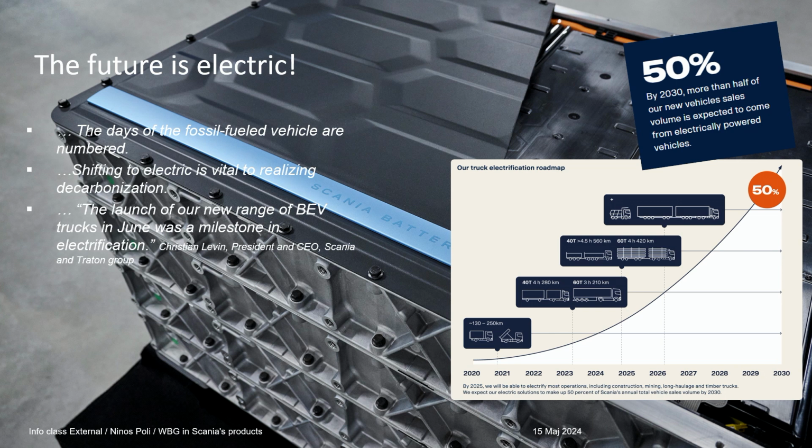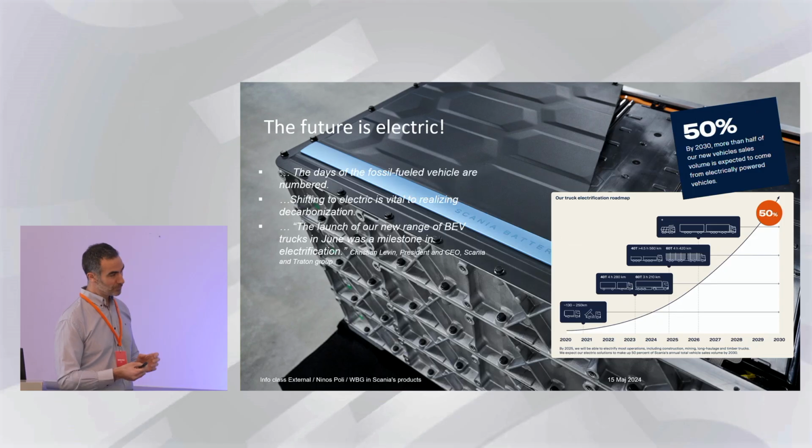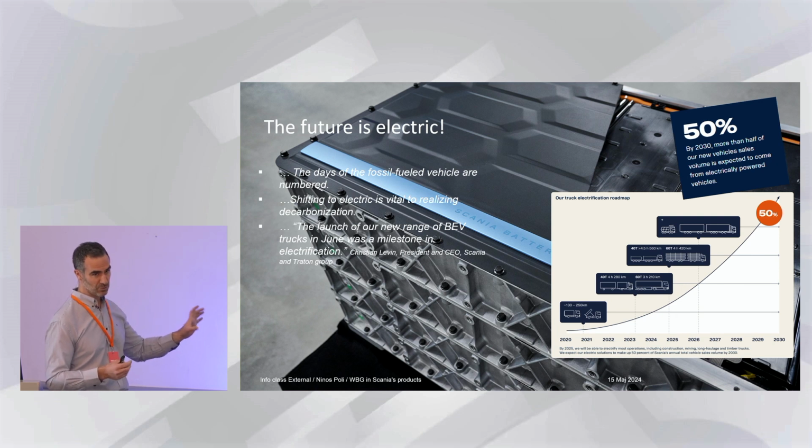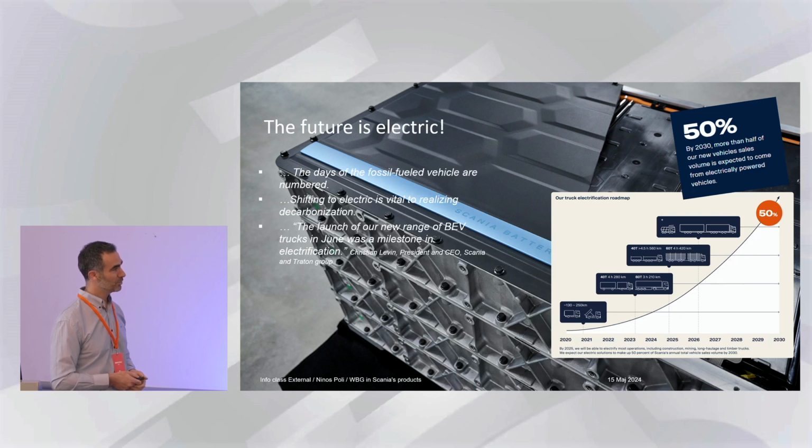So we expect a drastic ramp up in our sales of electric vehicles. Our ambition is that by 2030, half of our vehicles should be electrified. So it's a bold statement. If you think about it, we sold 96,000 trucks last year. So by 2030, we're aiming to sell half of those, so 45,000 to 50,000 electrified trucks. It's a bold statement and ambitious goal, but we hope to achieve that.